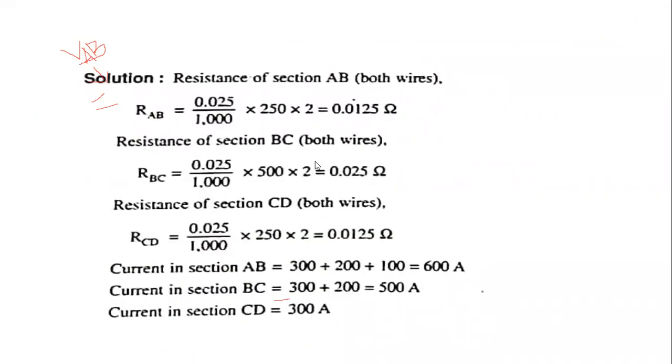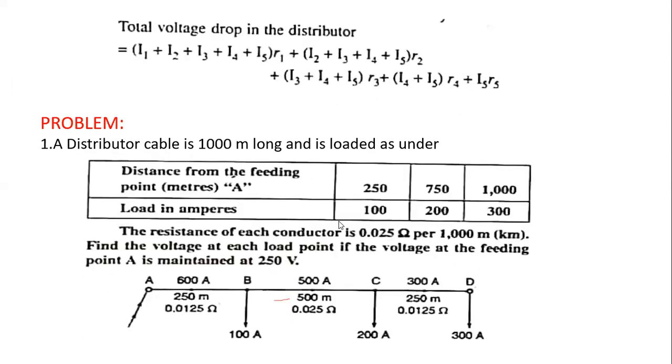Next, before calculating the voltage drops at each and every section, first we are calculating the resistance. Resistance at each section: RAB, RBC, RCD. RAB is equal to the resistance given in the question, that is 0.25 ohm per kilometer for each conductor.